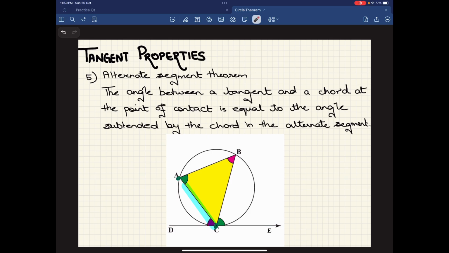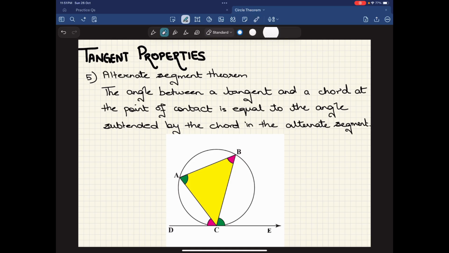So which is the chord that we're looking at? Chord AC. This is the segment where the angle is made. So where is the alternate segment? This is the alternate segment, right? So the angle subtended by the chord in the alternate segment. So these are the ends of the chord, and see from here they are making an angle at the circumference at point B. So angle B is equal to this angle.